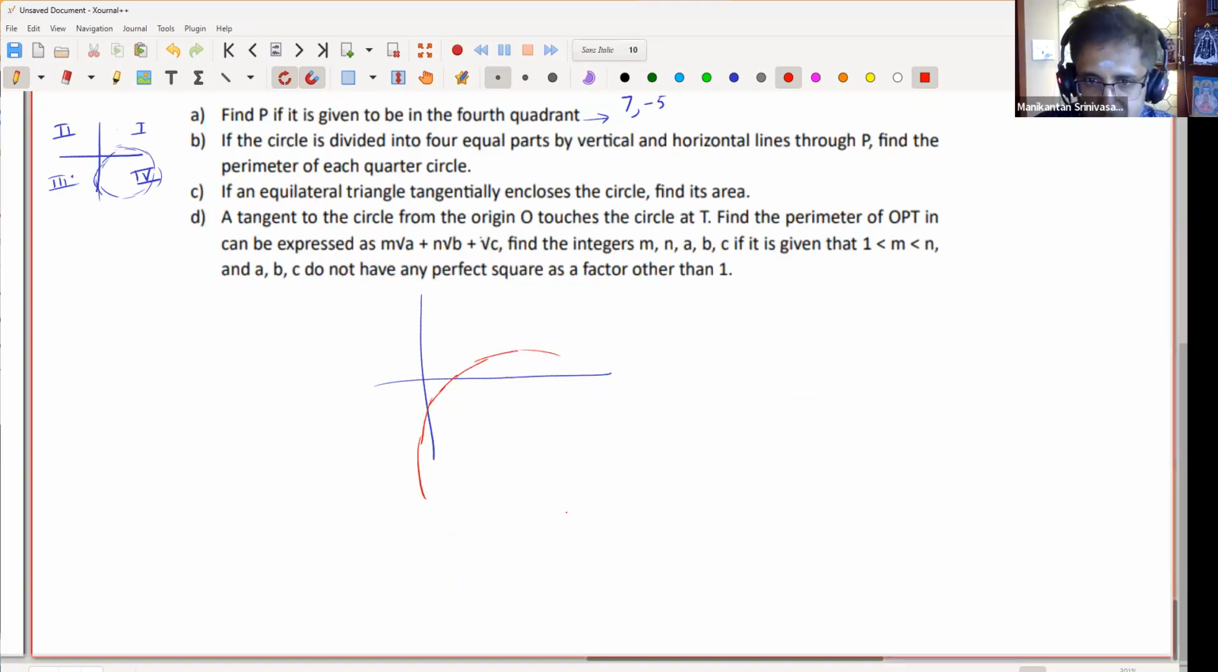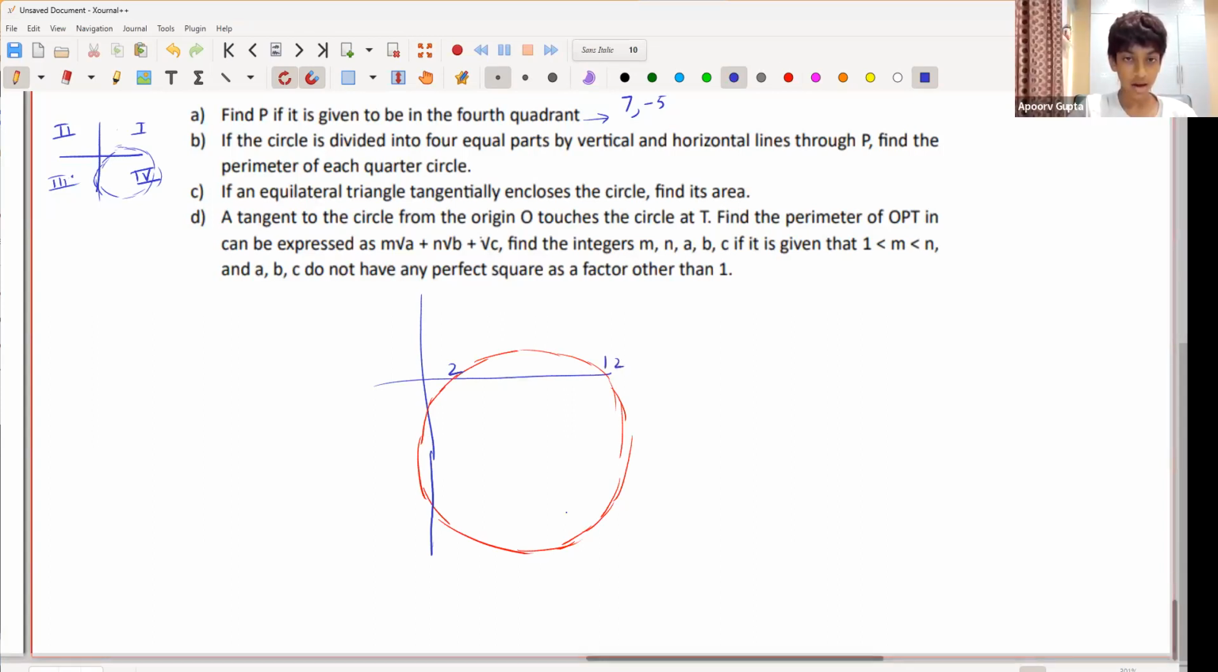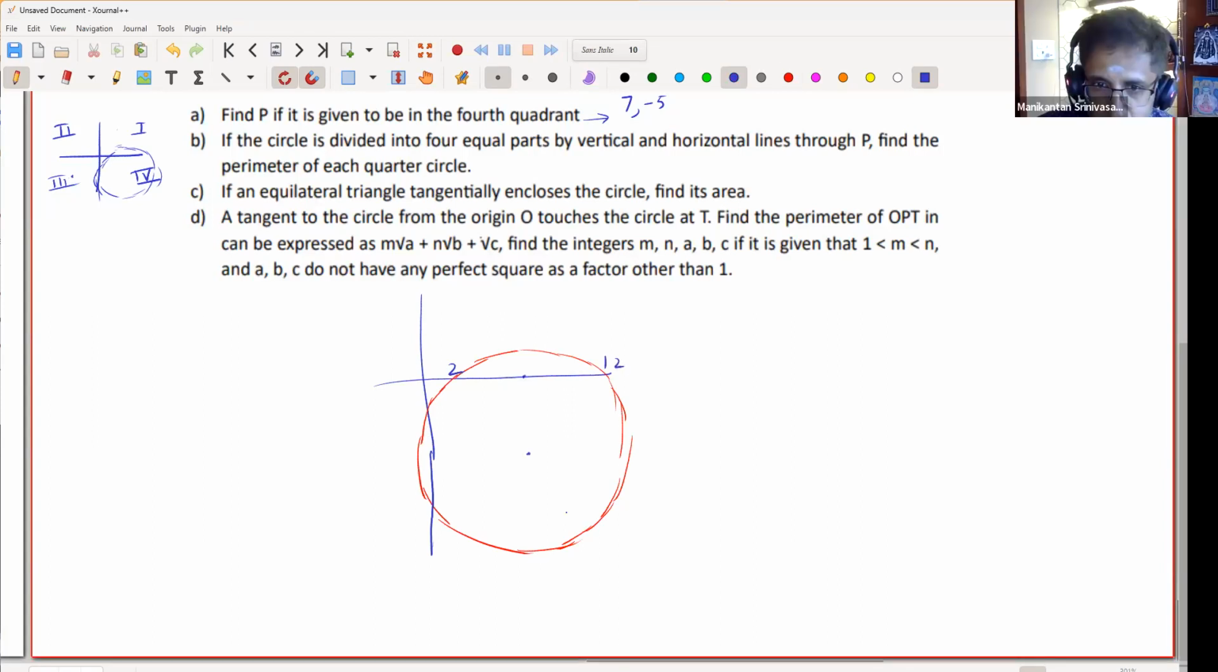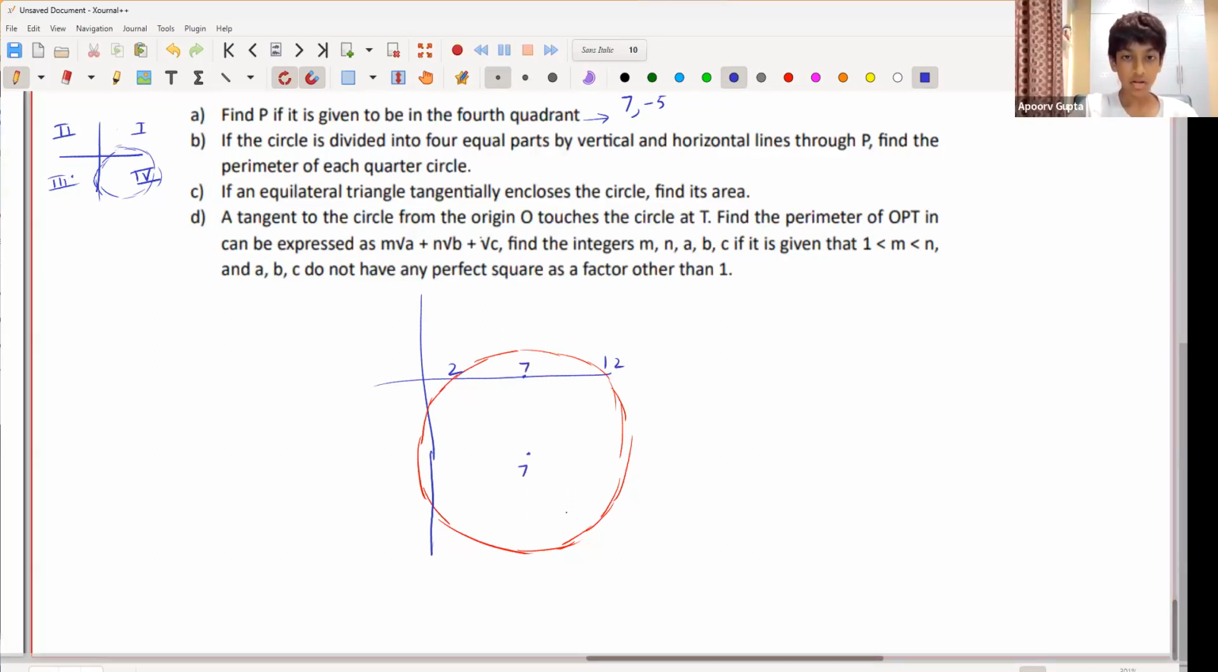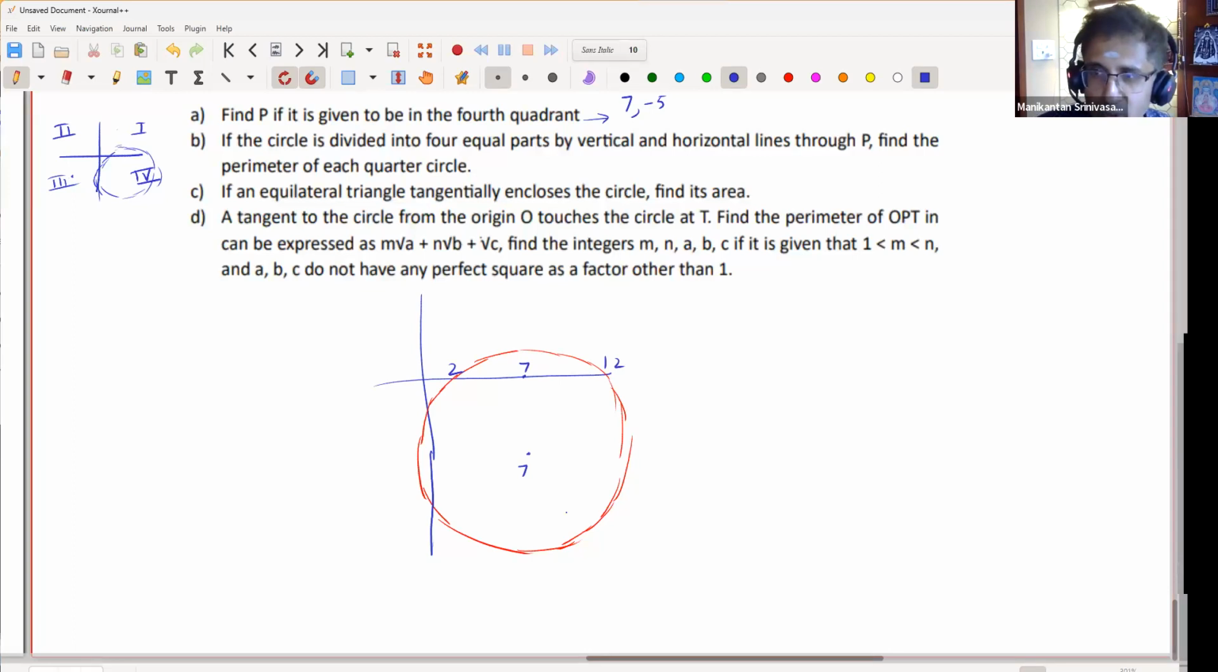One second. Let me just draw this for you. So this is the circle. Then I'll extend the x-axis and y-axis also. So this is 2 and this is 12. The x-coordinate of the center has to match the average of these two, which is 7. Intuitively that makes sense, but why is it so?